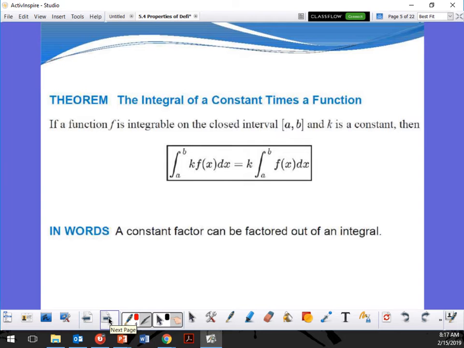All right, theorem: the integral of a constant times a function. We can bring that constant out front. So factor it out, take it out in front of the integral, and then when you're done, multiply it in. That's going to be so helpful once we get to the next chapter, because we're trying to find the volume. The volume is going to have a constant pi in there that you can take out.